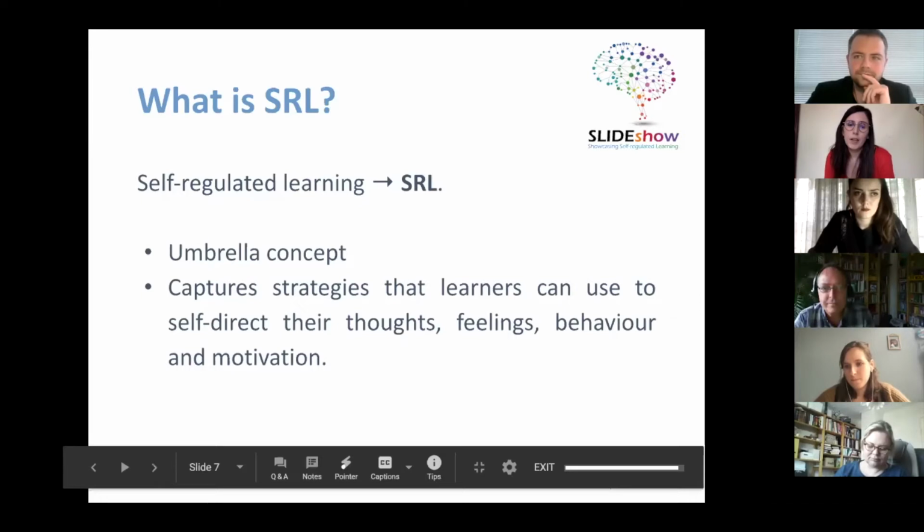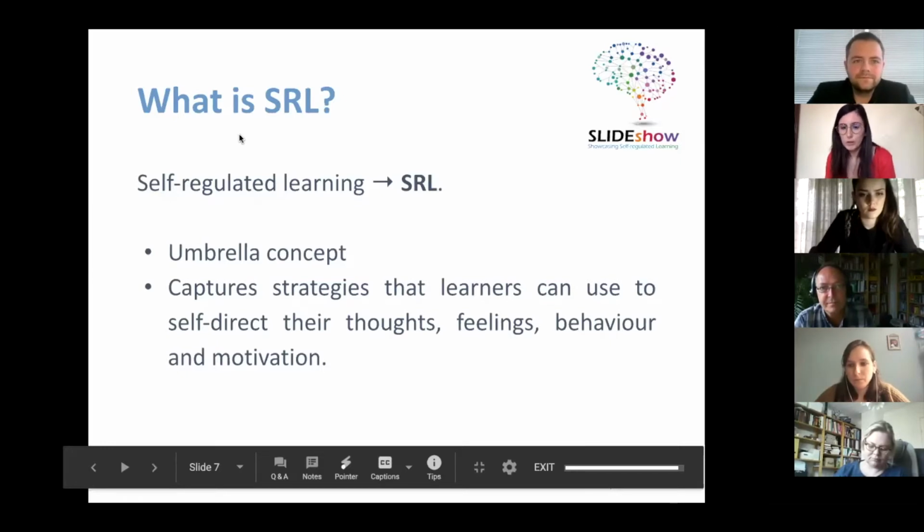It's more than independent learning. It's not the same as letting go of students or of control as a teacher. Not at all, actually. It comprises several skills that students need to learn, and teachers can support them and guide them in that journey.